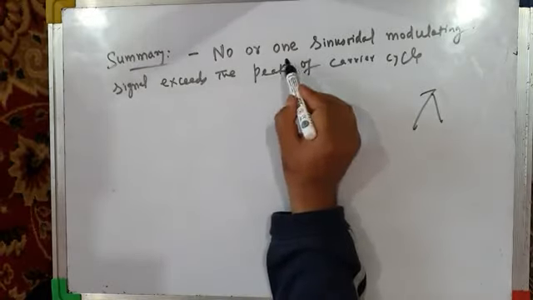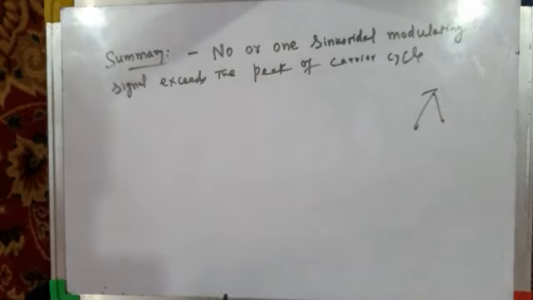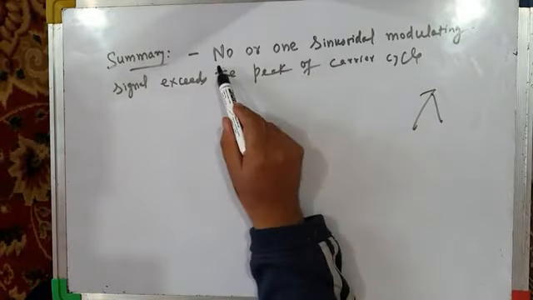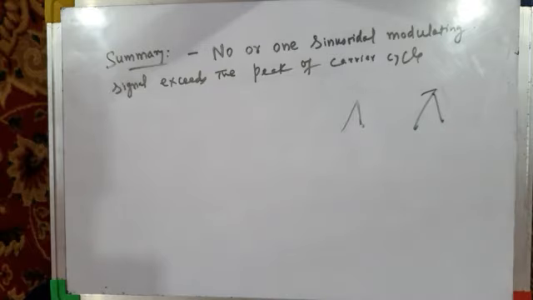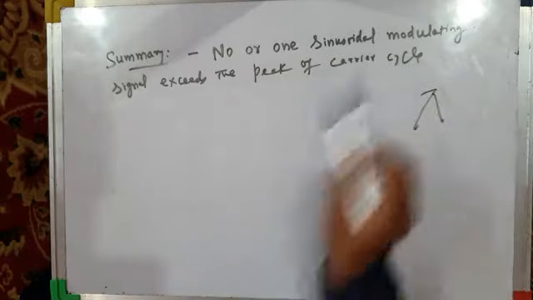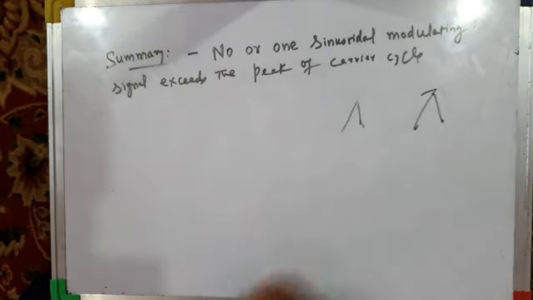At the most only one, because the depth of over-modulation is very, very low. So either none or one sinusoidal wave in one particular carrier cycle. If you consider one particular carrier cycle and compare it with the three modulating sinusoidal waves, you will find that no modulating sinusoidal wave will exceed the peak of the carrier, or at the most only one sinusoidal modulating wave will exceed the peak of a carrier in a carrier cycle.